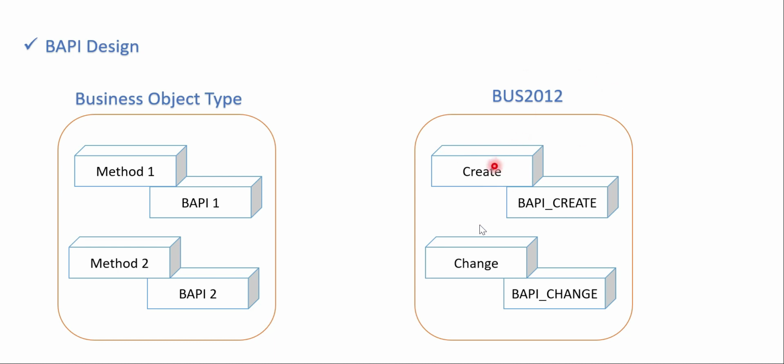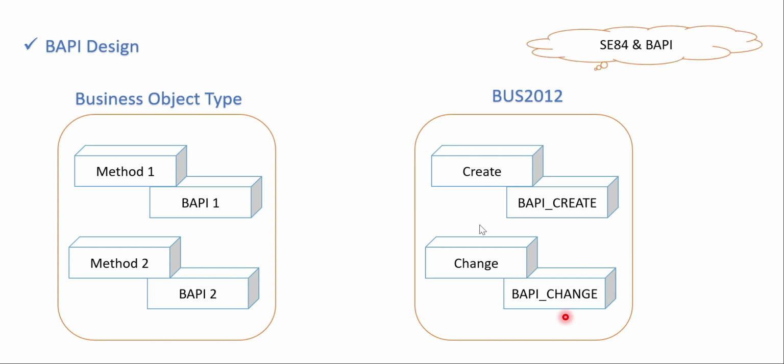Under the business object, you have a method called create. Normally the method names are very simple: create, change, get, create from data, like that. Create is mapped with a BAPI, like BAPI create. It's not an actual BAPI, just a reference. It could be BAPI_PO_CREATE or BAPI_PO_CREATE1, like that. And change is another method, and that is also associated with one BAPI. So this is the basic design of how the BAPI is connected with the method and how the method is connected with the business object.